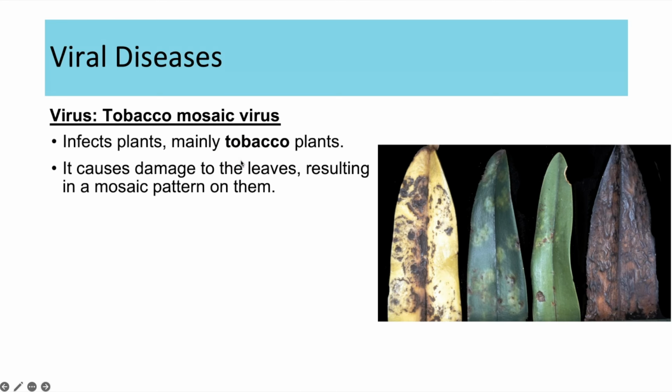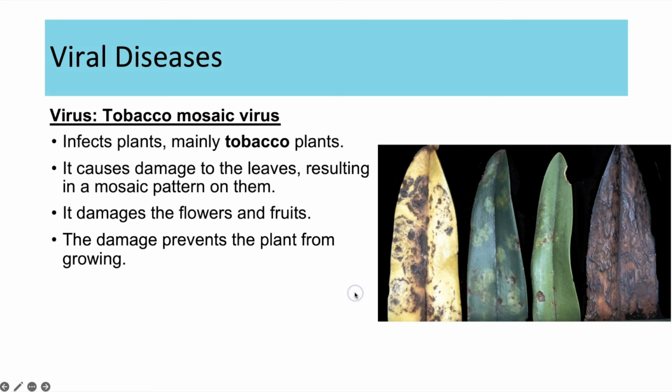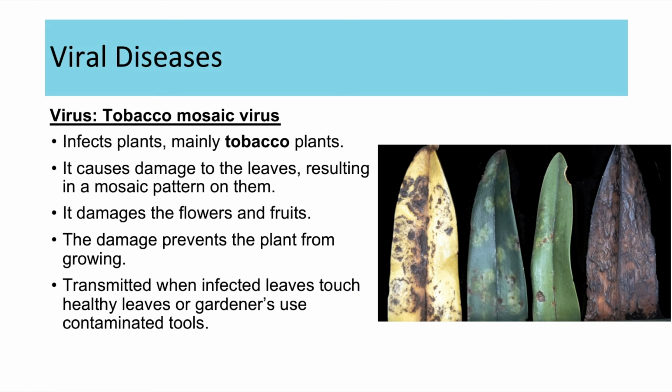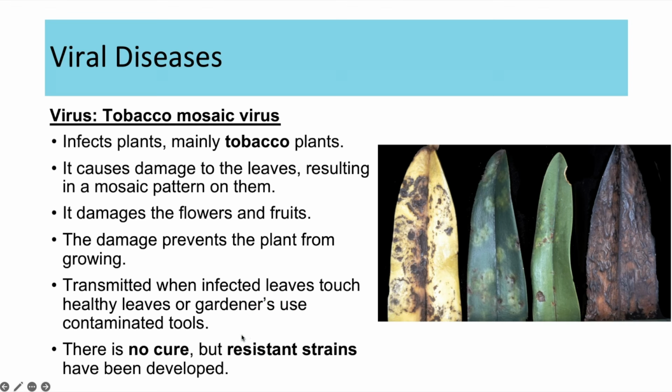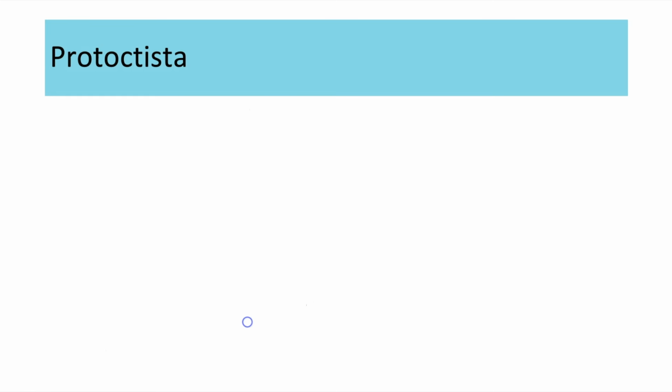It causes damage to the leaves, resulting in a mosaic pattern on them. It damages the flowers and the fruits as well, and this damage prevents the plant from growing properly. It can be transmitted when infected leaves touch healthy leaves or if gardeners use contaminated tools. There isn't actually a cure, but resistant strains have been developed.